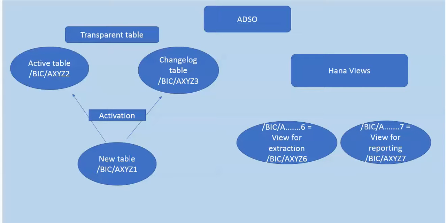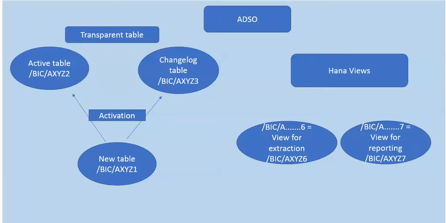In today's video, I will describe ADSO and its different tables and their features. This video will cover the various tables and HANA views. So the first question that arises here is: how many tables does an ADSO have? The answer is 3.